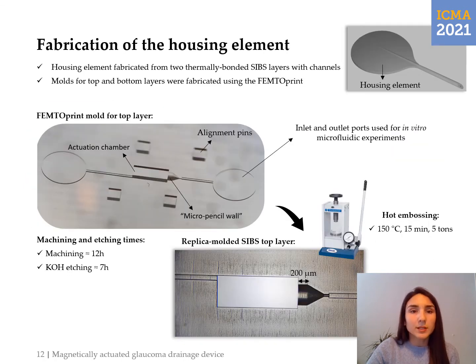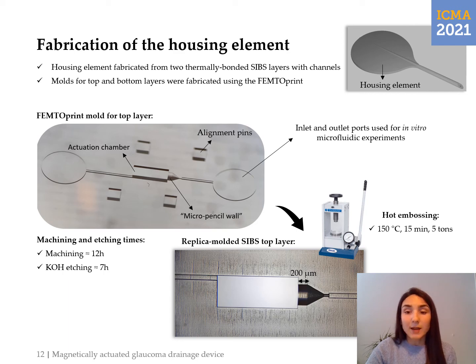Well, the housing element of our device was fabricated from two thermally bonded sieves layers with channels in both sides. The molds for both top and bottom layers were fabricated using the femtoprint, just as before. In the top left figure, you can see the femtoprint mold for the top layer of this device. The actuation chamber is where the microvalve is positioned. You can see as well the micropencil wall, which is where the micropencil valve will have to fit into in order to close the outlet channel.